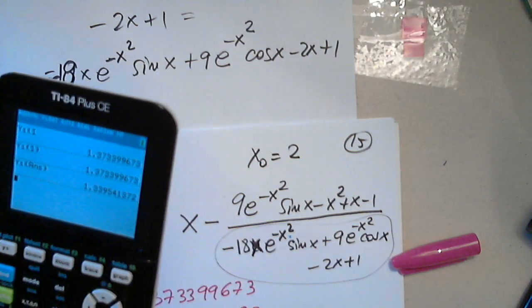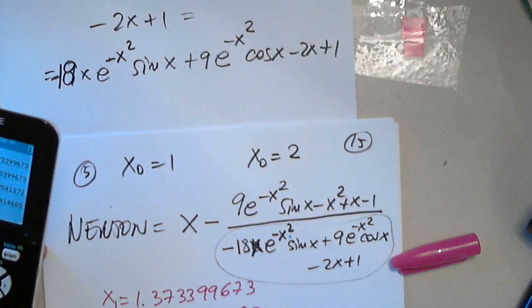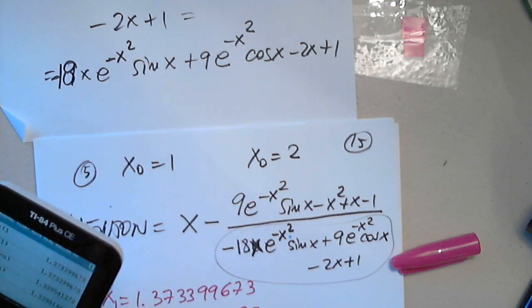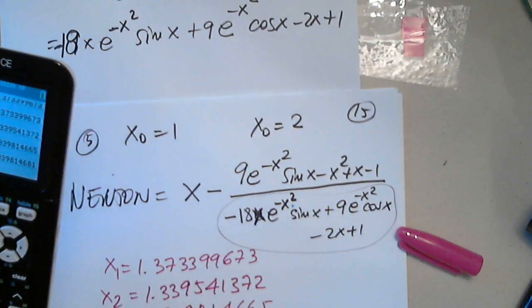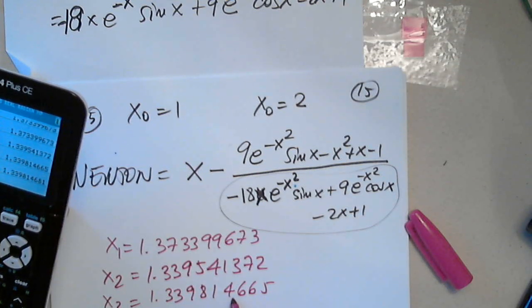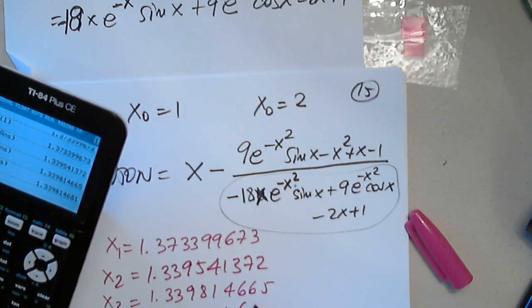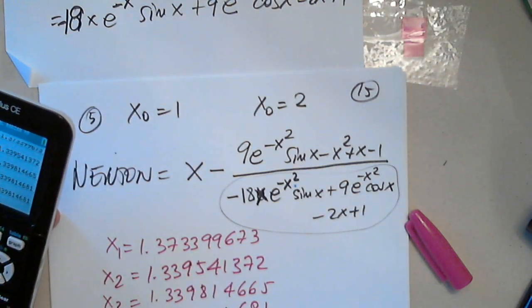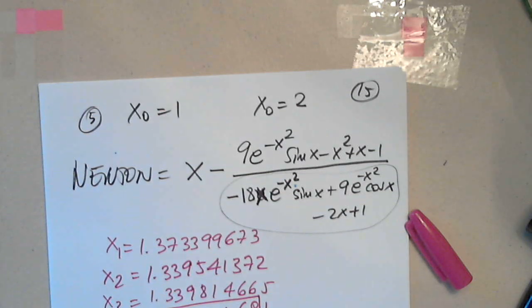1.339541372. Right now, I don't have to do anything, just second and entry. It will plug in the next one from above. x3, 1.339814665. Did I copy all of them? 9814665. Yes. Again, x4, 1.339814681. Okay, fine. And this is it. So this is the answer with 8 digits accuracy.